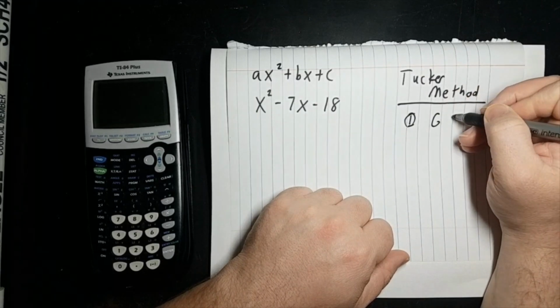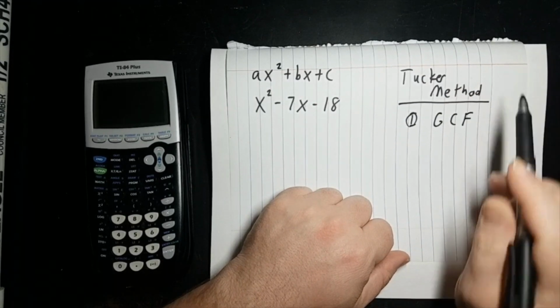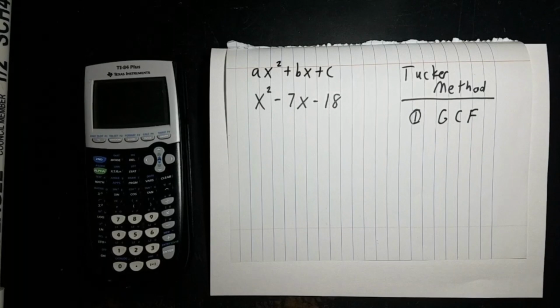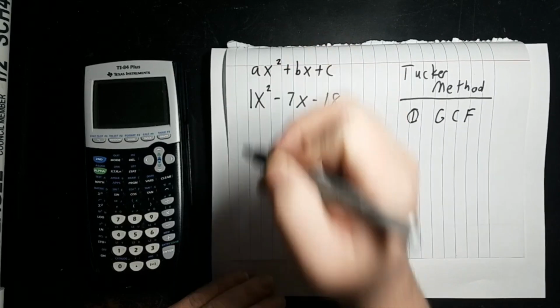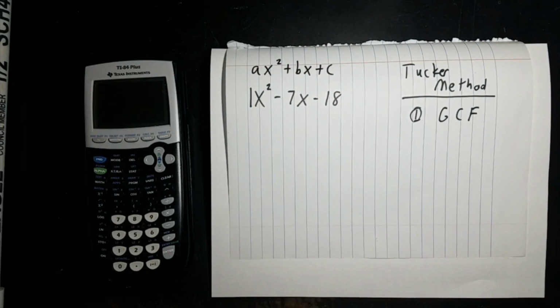Step 1 is to take out a greatest common factor. You look at all 3 terms, you try to determine whether or not they have anything in common, whether it be a variable or a coefficient. Now, in this particular instance, you have a 1x squared, 1, 7, 18. The only thing they have in common is 1. You can't do anything. You move on to step 2.